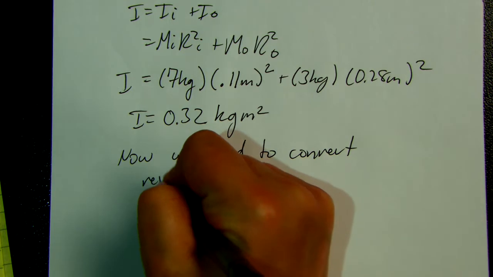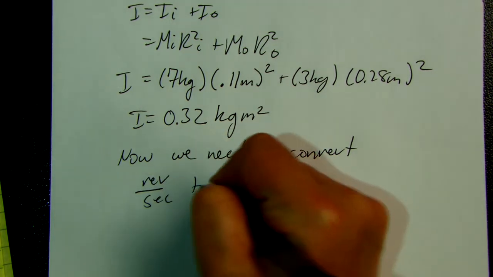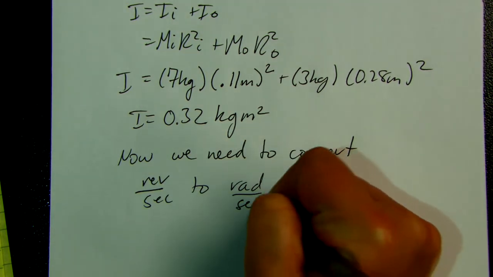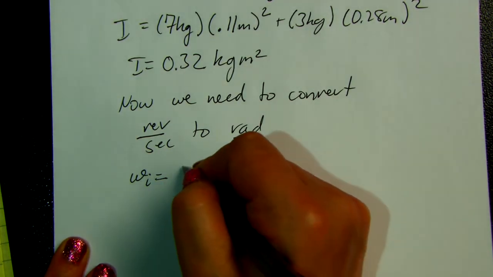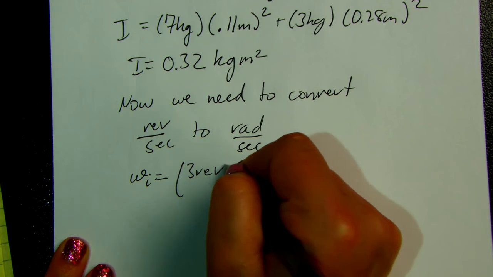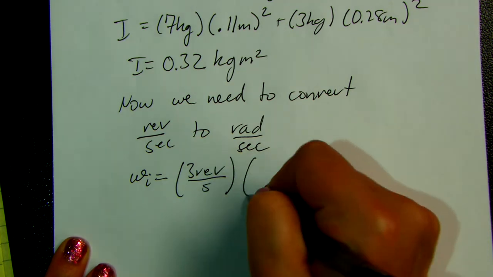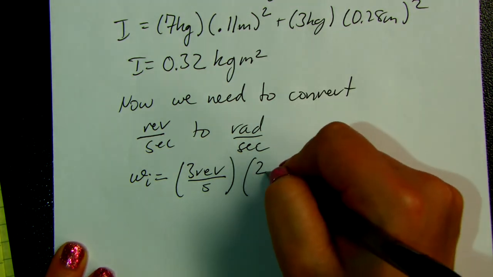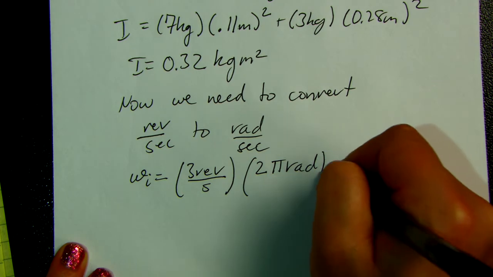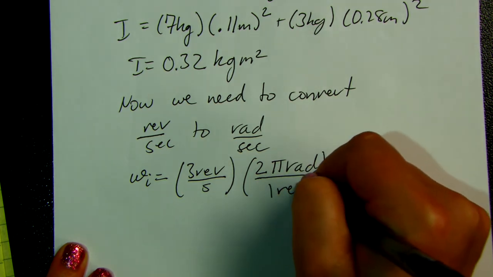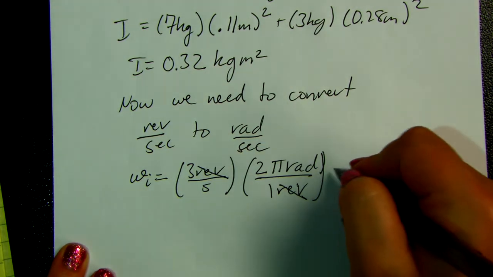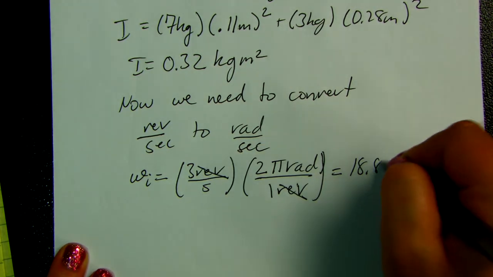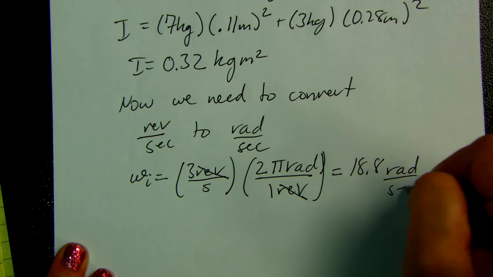We need to convert revolutions per second to radians per second. And this is straightforward. So omega initial is equal to 3 revolutions per second. We can do this by saying there's 2 pi radians in 1 revolution. So this is equal to 18.8 radians per second.